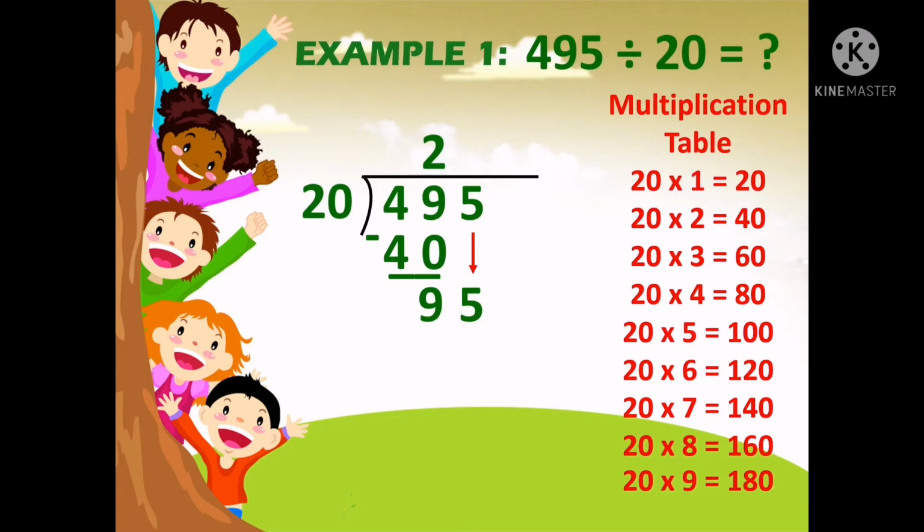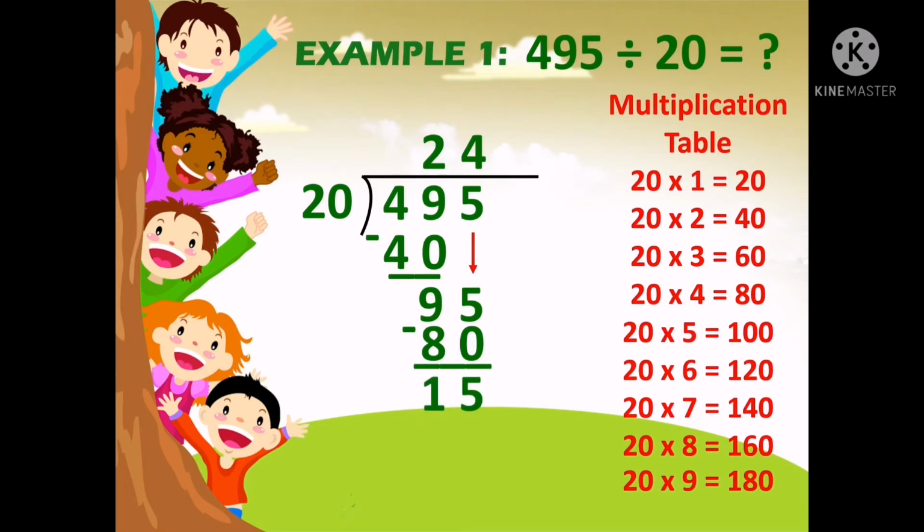So we have now 95 divided by 20. How many 20s are there in 95? You can make use of the multiplication table as your guide. Look for the closest number to 95 that is smaller than 95 or exactly 95. The closest to 95 is 80, and there are 4 20s for that. So that means 95 divided by 20 is equal to 4. 4 times 20 is equal to 80. Then after that, we are just going to subtract 95 minus 80, and that is 15.